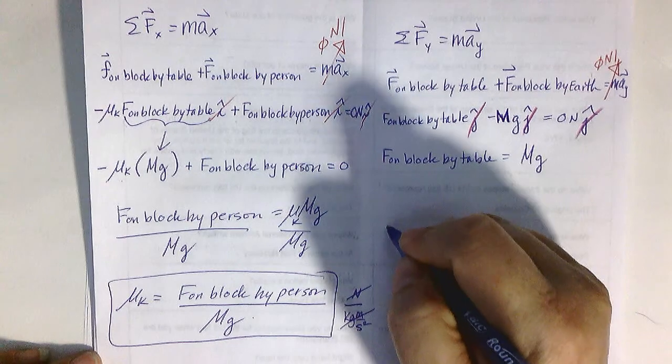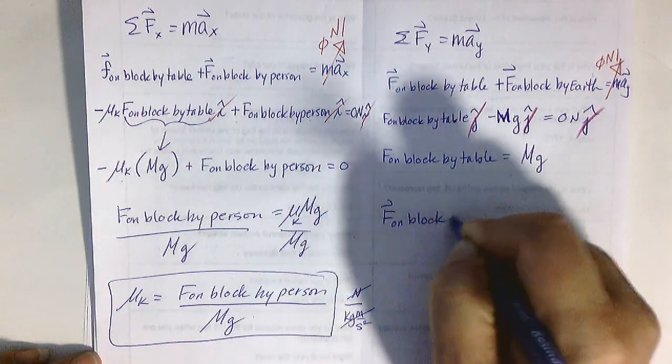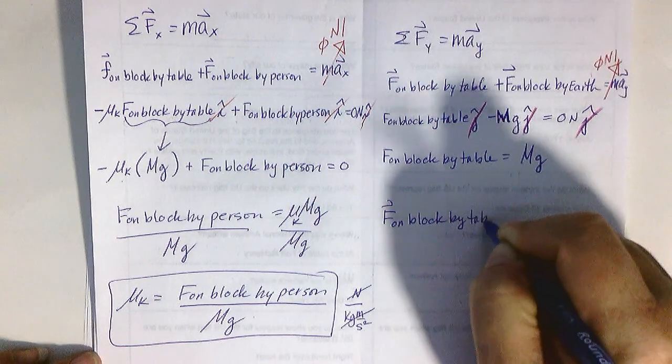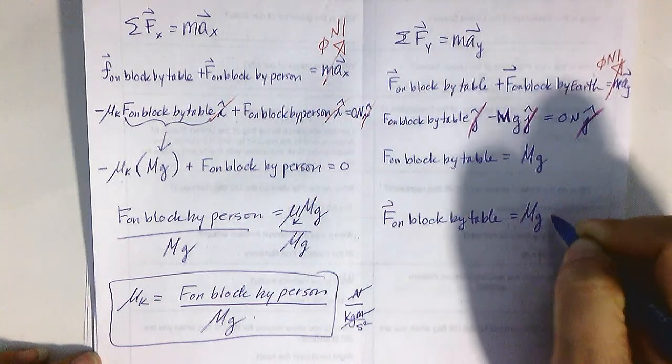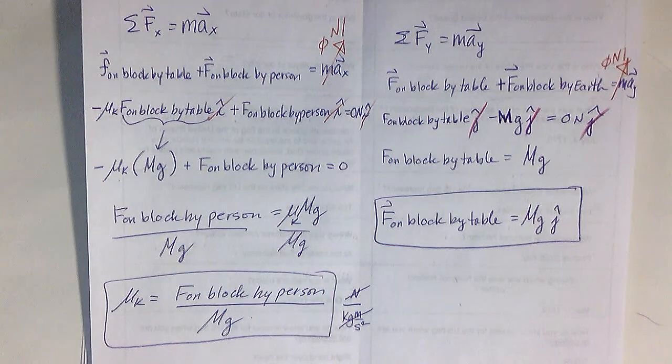Okay? So now we have that. Let's write our normal force. Force on block by table is equal to mg j-hat. Now be very careful about this because I'm asking you for the force, but they could very well ask you for the magnitude of the force. If they ask you for the magnitude, should you be putting a vector sign in a j-hat? No, you don't. So be very careful about what you're being asked for.